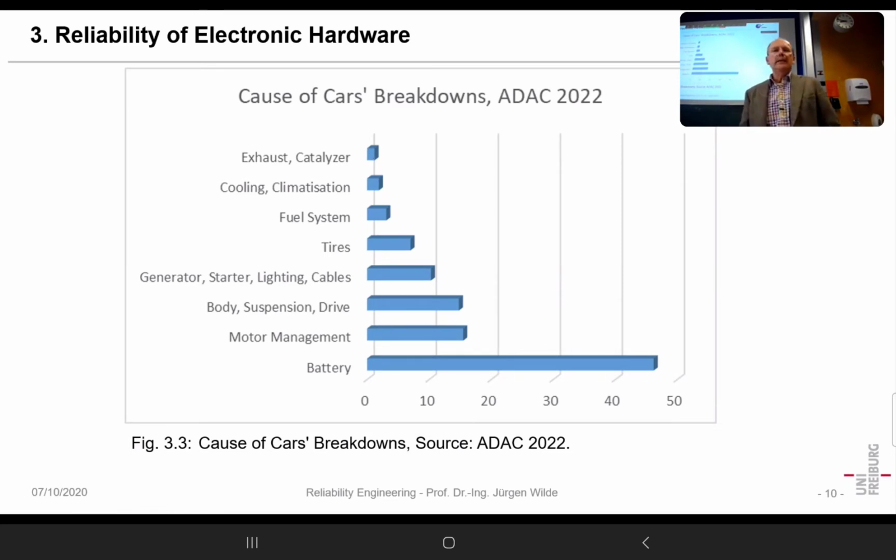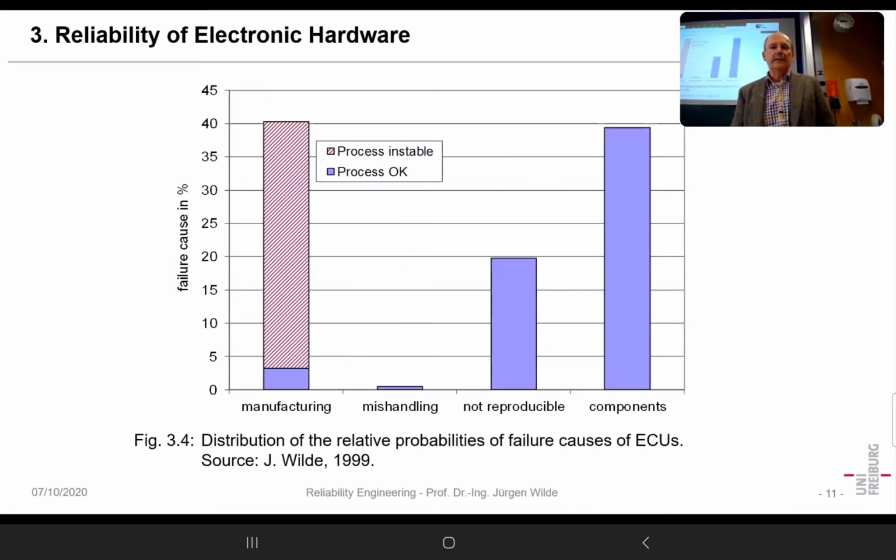What is not in here, of course, you don't call the ADAC if your car radio doesn't work. But it's also a problem, and there are other statistics, for instance, in America by J.D. Power. They also take into account such things like audio or information system and so on. Because if it makes a problem, you go back to your dealer and have it fixed.